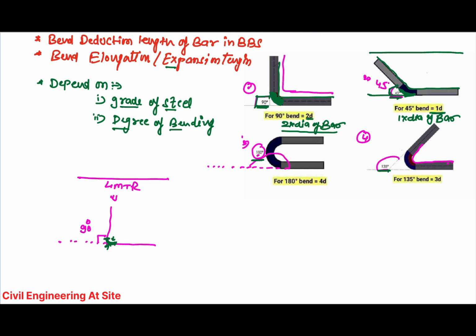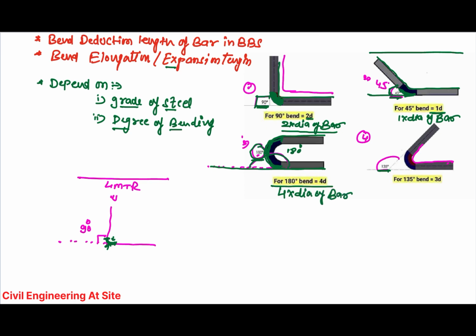Another one I will make here. This is our bar, and we bend it at 180 degree. This is the angle, you can say this angle is 180 degree. The length will be increased. This is the increasing length. This length is increasing due to stretching. So the length will be increased by 4 into dia of bar.